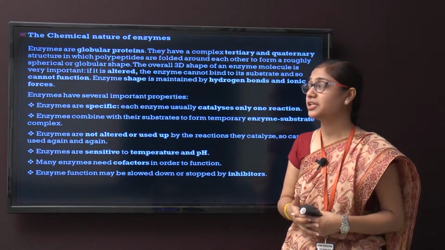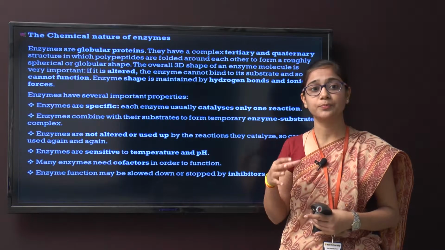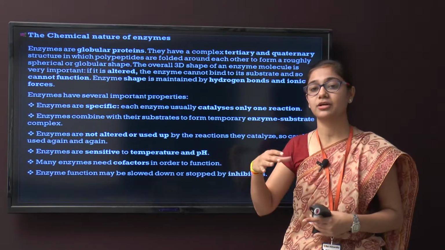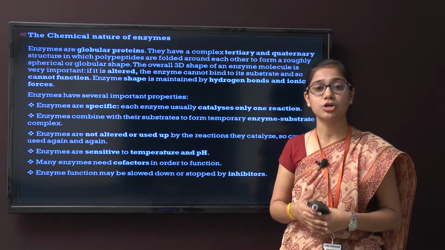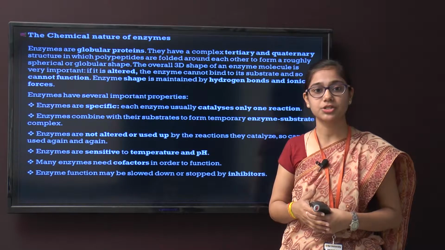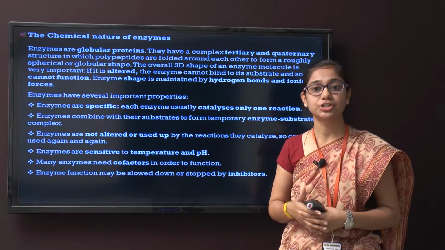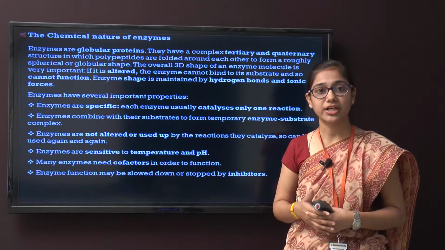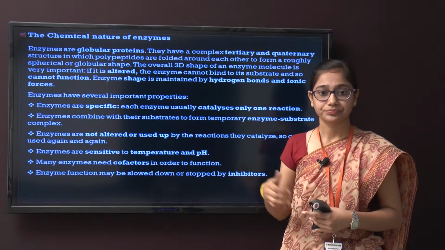Next is the chemical nature of enzymes. Enzymes are proteins, and there are many classes of protein: primary, secondary, tertiary and quaternary. An enzyme is a globular protein. They have complex tertiary and quaternary structures in which the polypeptide chains fold around each other to form a roughly spherical or globular shape, we can say a ball-like shape.